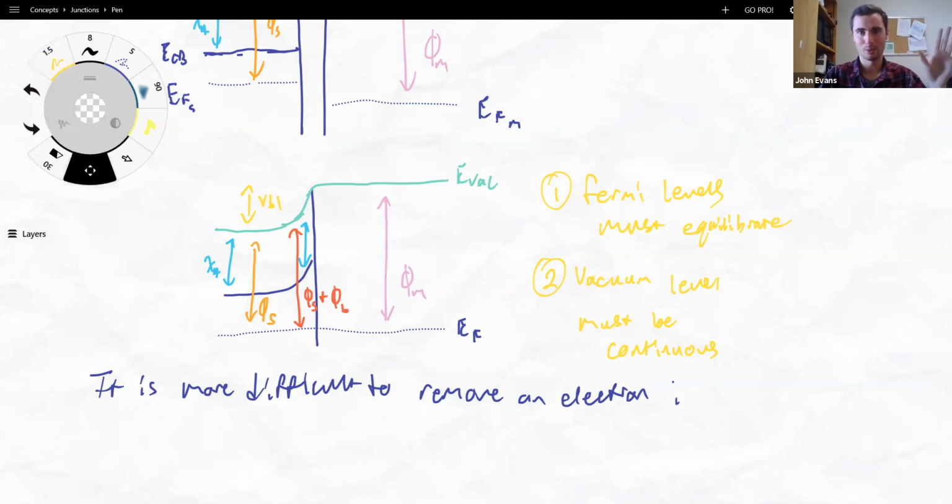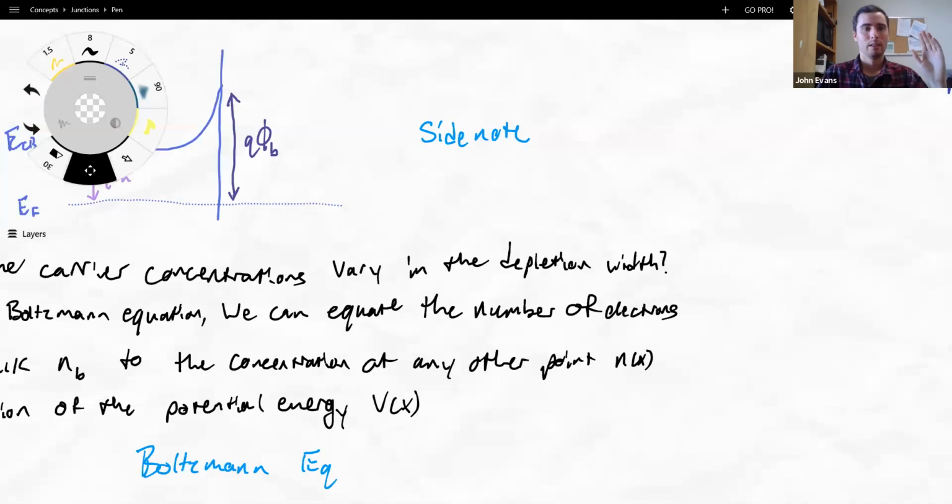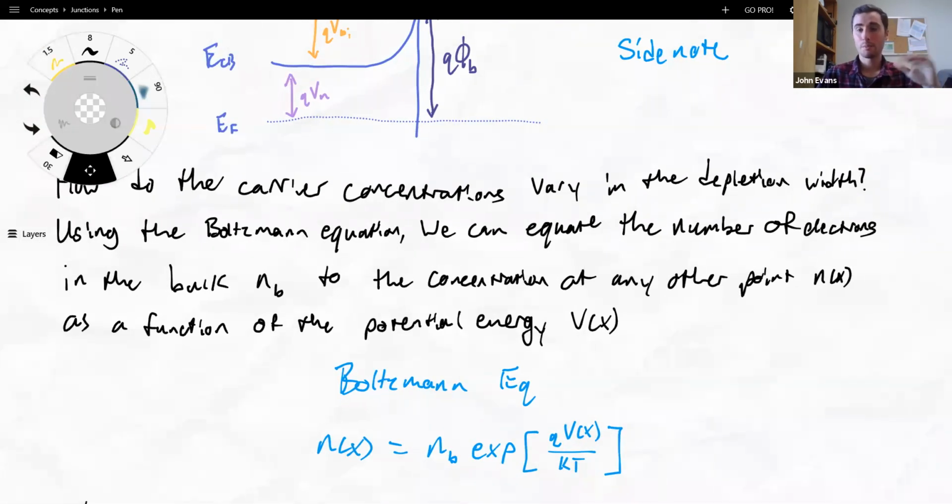All right, cool. So now we know that there's this depletion width, we have these charges build up, we have a potential energy gradient. Cool. So now how do our electron concentrations vary? We've moved our electron closer and closer to the interface. We said that it's more and more difficult for the electron to exist at each of those points. So how many electrons do exist at each of these points? Well, using the Boltzmann equation, we can calculate the number of electrons at any given point in our depletion width.